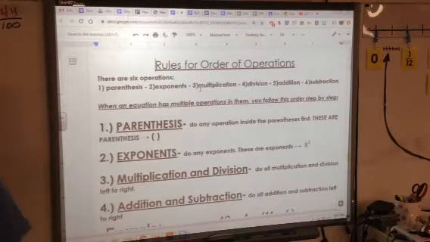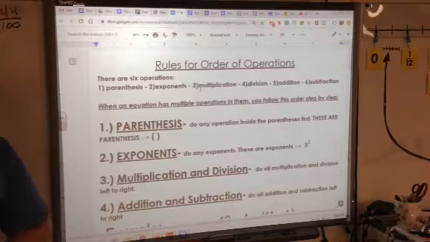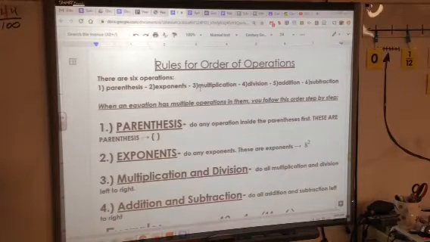Third is multiplication and division. Remember, if there's multiplication and division in the same expression, we do it left to right. And then addition and subtraction is a lot like our last step. If we see addition and subtraction in the same equation, we perform it left to right.